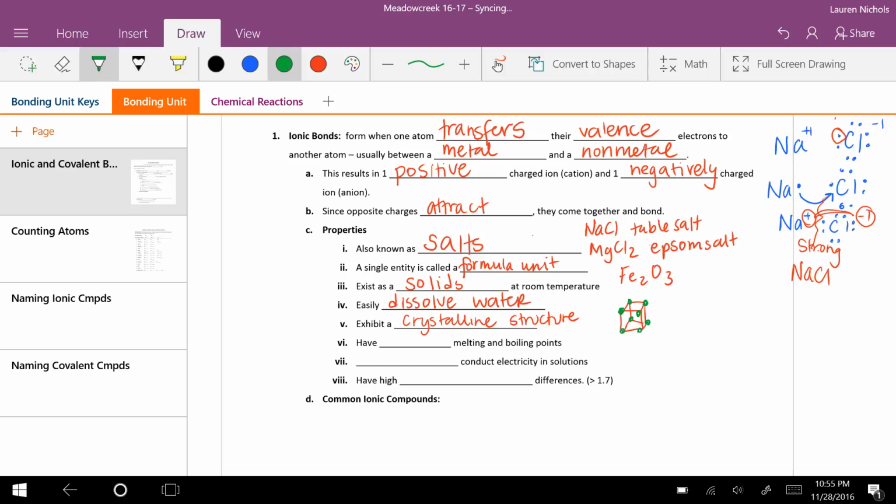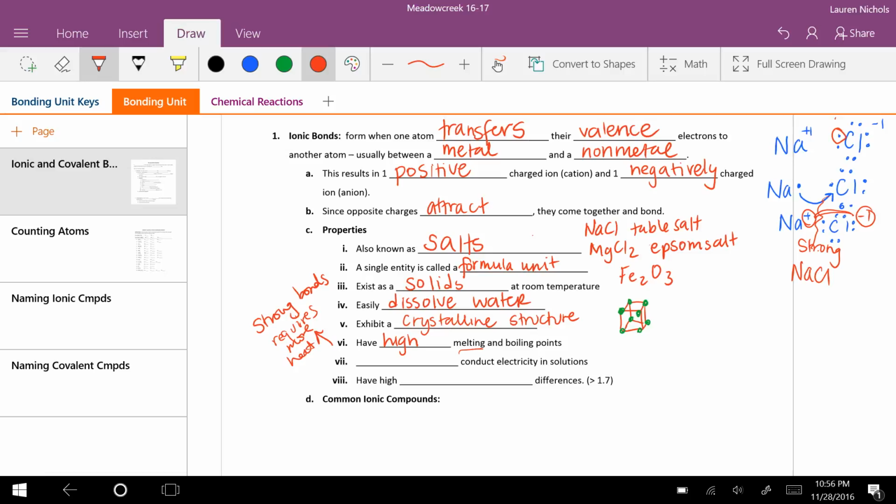They're just very structured this way. Now, they have very high melting and boiling points, and this is because they have strong bonds. In order for sodium chloride, or salt, to melt, you have to break these bonds, and because they're so strong, it requires more heat. So you're going to have to turn up the heat a little bit for those.